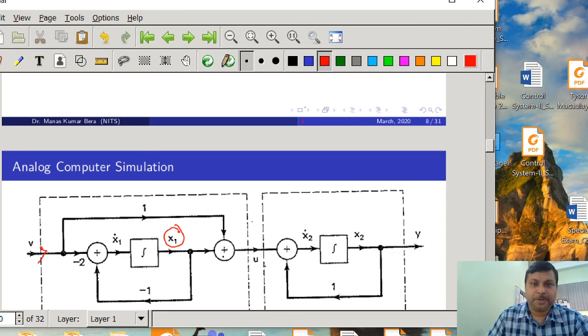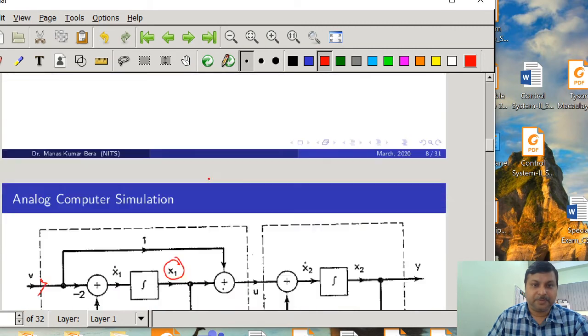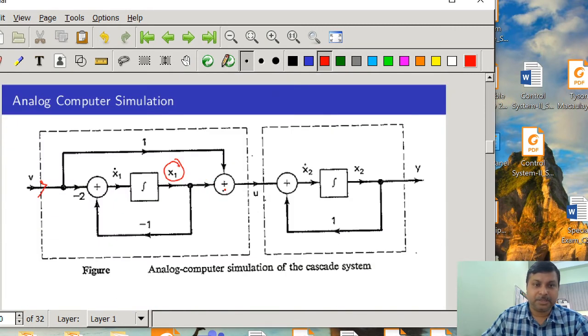Now we want to represent the second subsystem, that is x2 dot equal to x1t plus x2t plus vt. In a similar way, we require x1t, and from the first system we are getting x1t. Now we have to add vt, so from here with a gain of 1 we are getting vt. So this is x1t and this is vt.